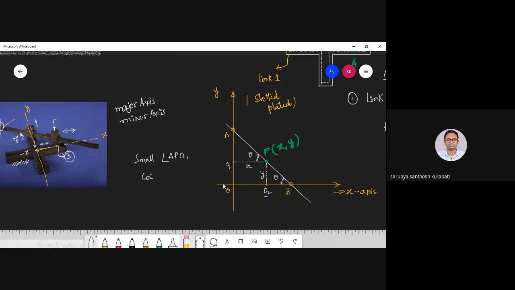So I can take cos theta. What is cos theta? Adjacent by hypotenuse. What is the adjacent? X, sir. What is the hypotenuse value? AP. Very good. Similarly, you can take the triangle P, B, O2. From this triangle, sine theta is equal to opposite by hypotenuse, right? What is the opposite? Y. Y by PB.